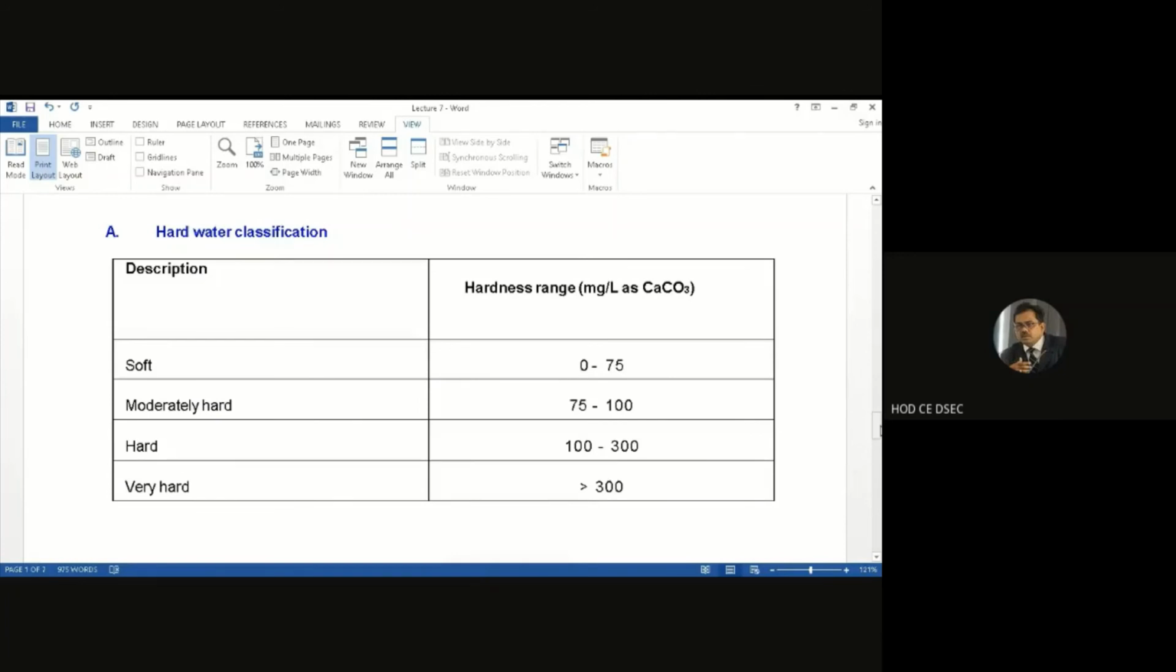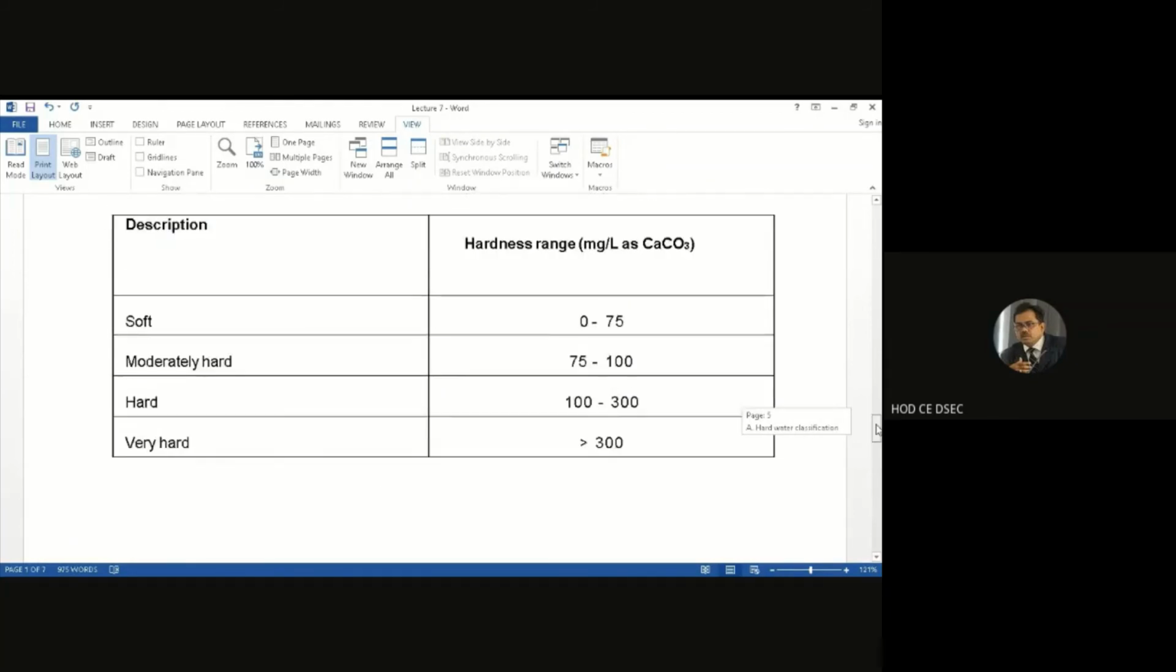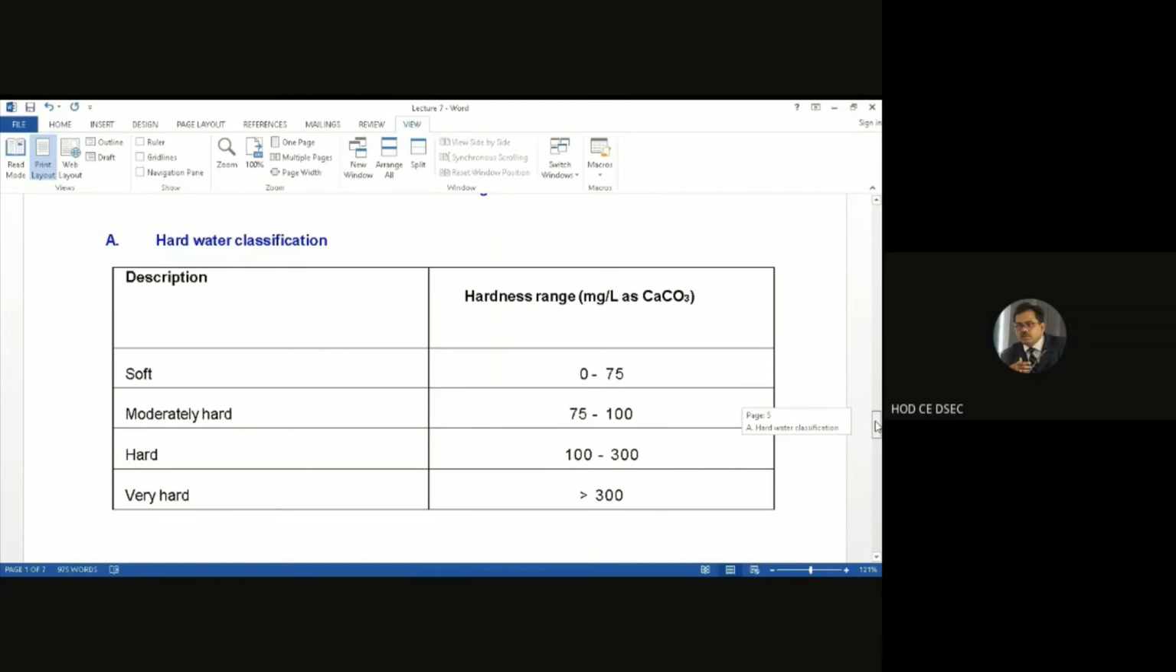So 0 to 75 milligram per liter as CaCO3, or ppm as CaCO3, is called soft water. What is moderately hard water? 75 to 100 milligram per liter as CaCO3 gives the moderately hard water. Similarly, for hard and very hard, we can say 100 to 300 milligram per liter as CaCO3, and more than 300 milligram per liter as CaCO3. So knowing the hardness, you can classify whether it is soft, moderately hard, hard, or very hard water.